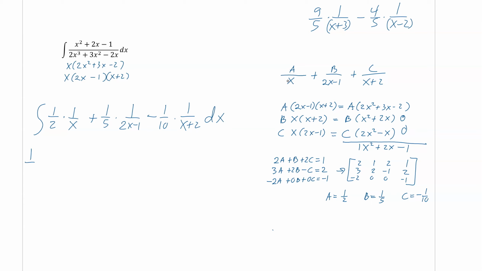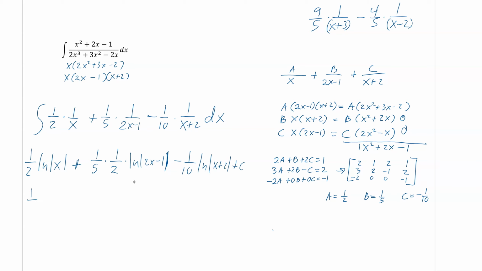So the first would be 1/2 ln of x plus, and then this has a 2 in front, so we're going to need to put a half in front. So this is 1/5 times 1/2 times ln of 2x minus 1. And then just always verify it. So that would be 1 over 2x minus 1, times 2, and it cancels with the half. And then the last one's just a nice quick one, minus 1/10 ln x plus 2 plus c.